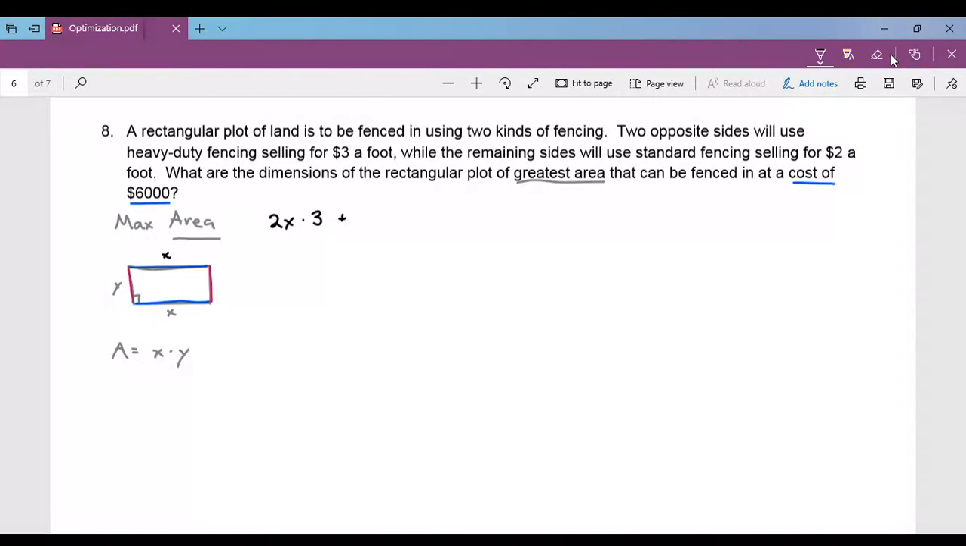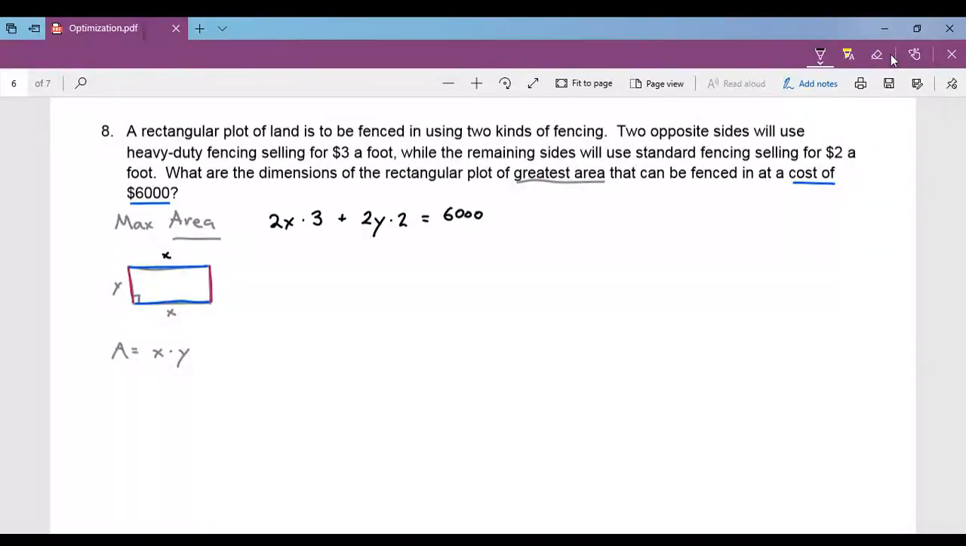So now what I want to do is add to that the purple fencing. So what's the story there? Well, again, if I just made up some number and said Y was 4, so I have 4 feet here, 4 feet here, that's a total of 8 feet. If I have a total of 8 feet and it sells for $2 a foot, that's going to be $16 that I'm going to spend. How did I figure that out? I multiplied. But I don't have 8 feet, I have Y and Y. I have 2Y feet, and selling at $2 a foot, this represents the cost of the standard fencing. So now when I add these together, I get my total cost, and they said that the total cost was $6,000. So this is what I got.